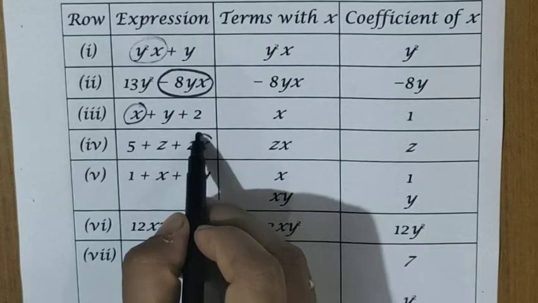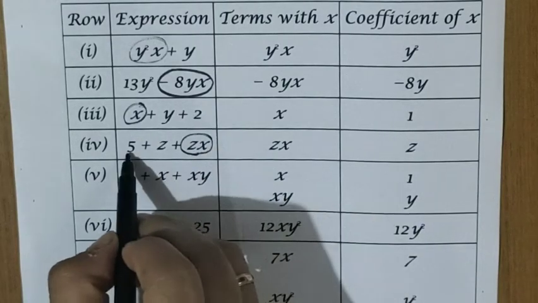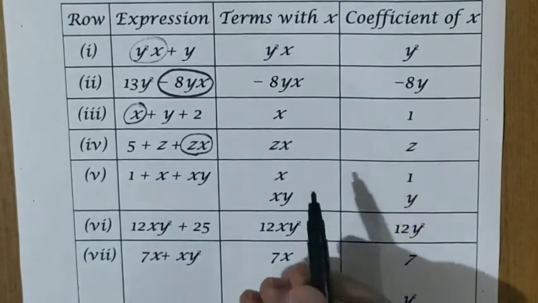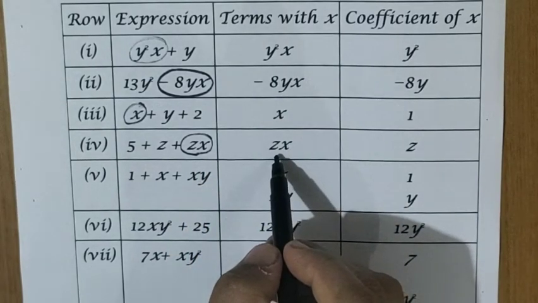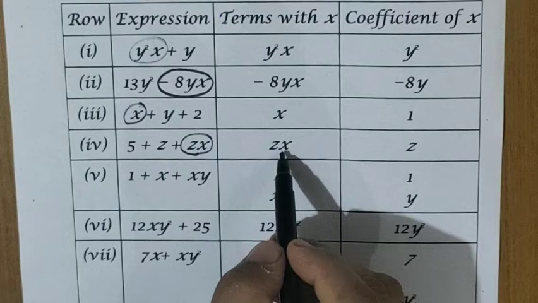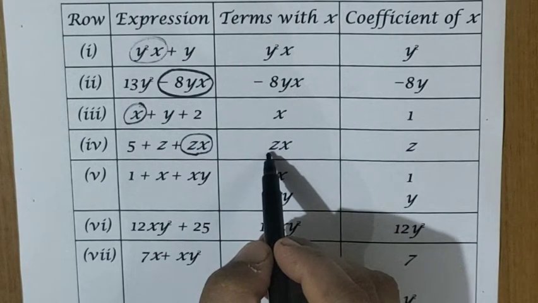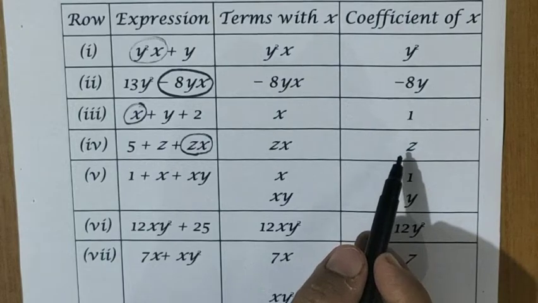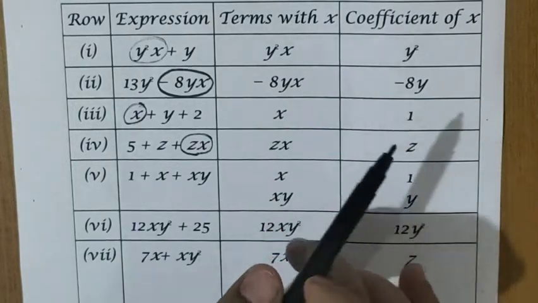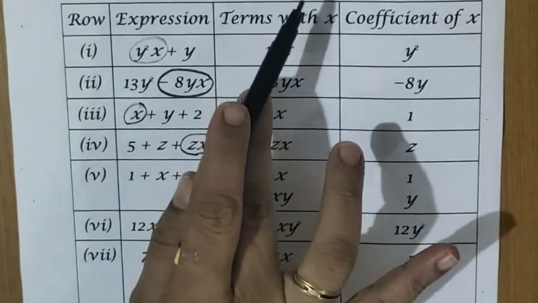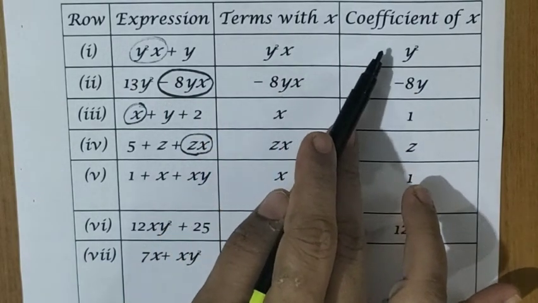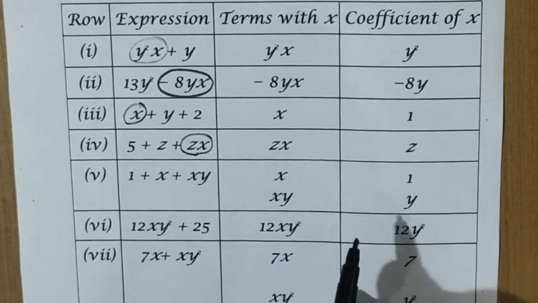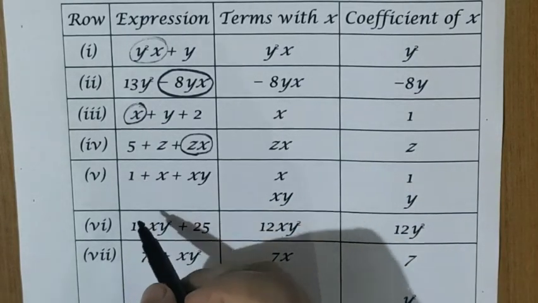So which term has x? Zx only. 5 and z do not have any x. So under terms with x, we should write zx only. And coefficient of x means what is the term left here? What is the alphabet or variable left here? It is z. I think you understood the idea now. So identify the terms which contain x is asked, so we made the tabular headings: terms with x and coefficient of x.